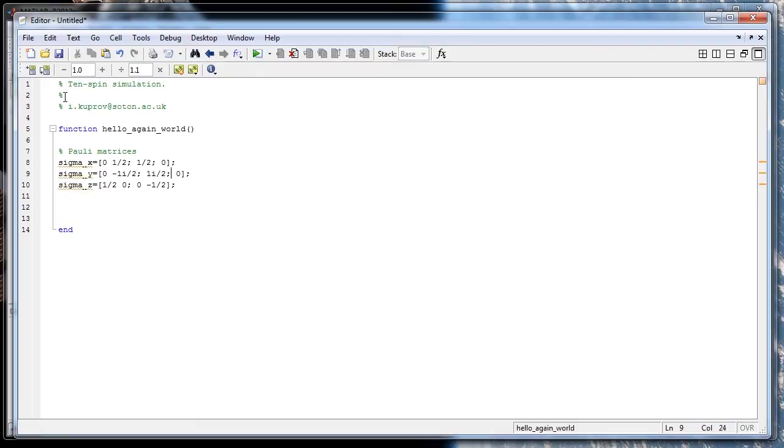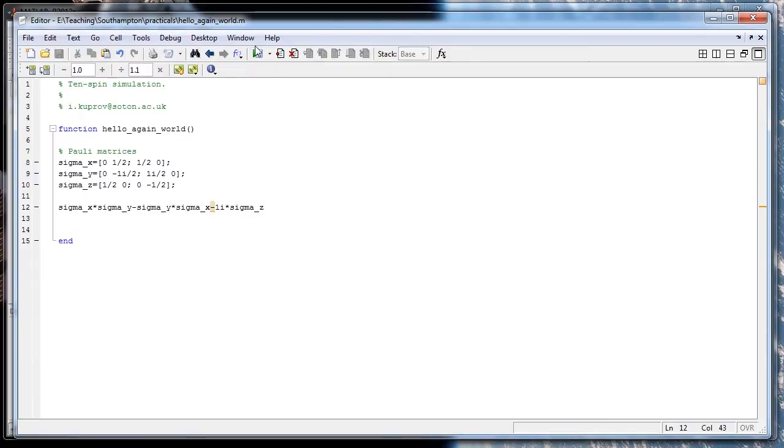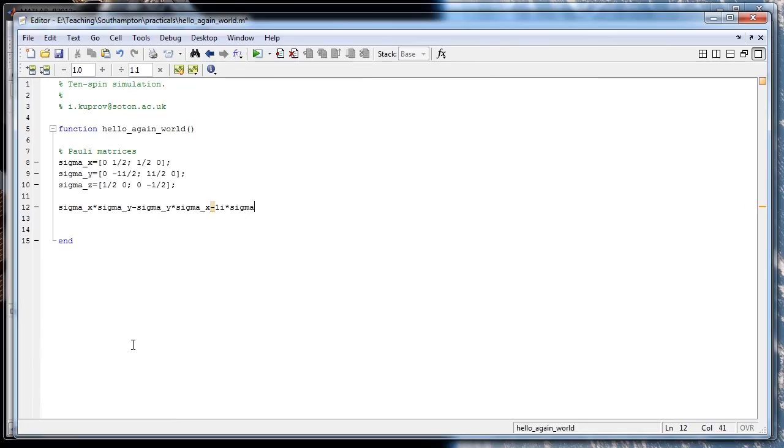Once again, we'll be checking whether these things commute correctly before proceeding, just in case to avoid problems later. So sigma x times sigma y minus sigma y times sigma x minus 1i sigma z ought to be 0. So let's save it somewhere else where we saved it before and just run it and see what happens. And well, we get a 0 matrix, so second time round we got it right on the first try.